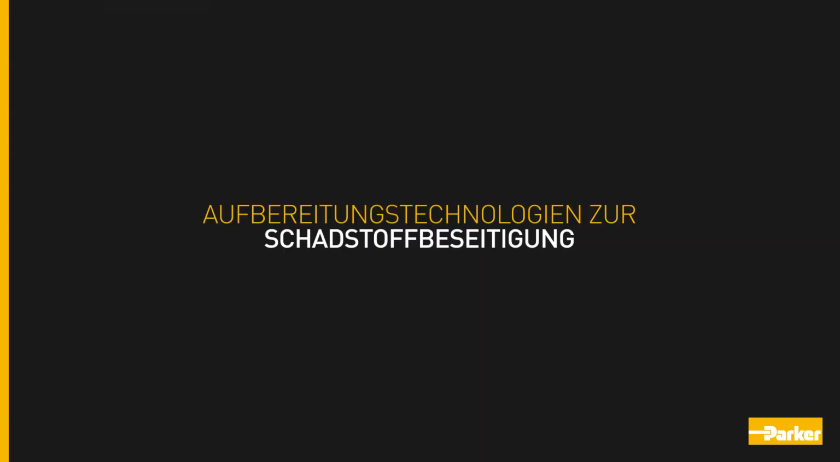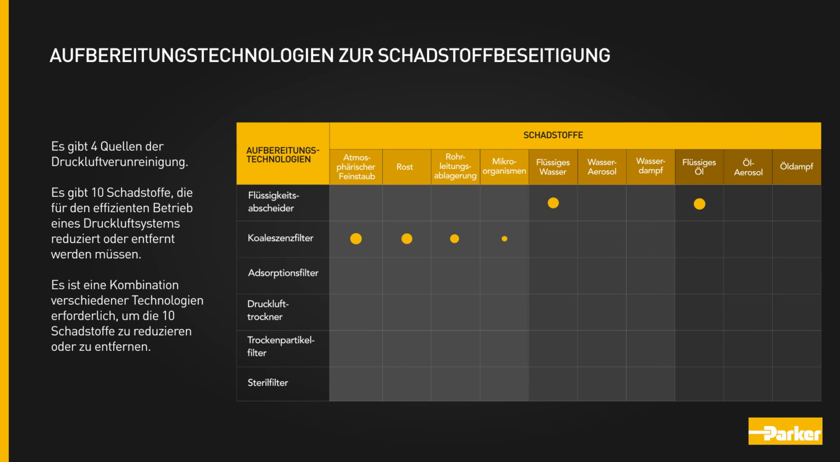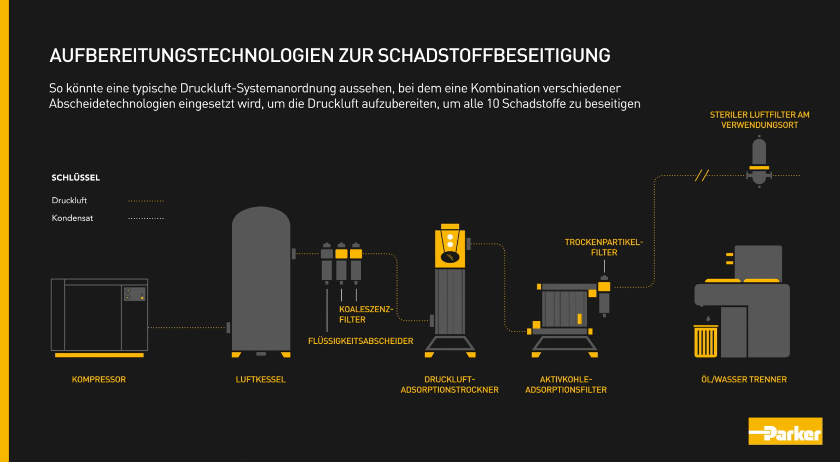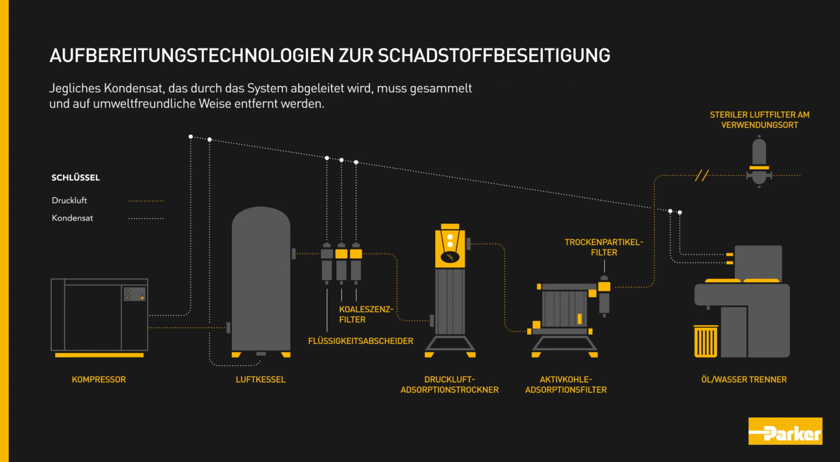Purification technologies for contaminant removal. There are 4 sources of compressed air contamination: There are 10 contaminants that need reduction or removal for efficient operation of a compressed air system. It takes a combination of different technologies to reduce or remove the 10 contaminants. Here's what a typical compressed air system layout might look like, where a combination of various removal technologies are used to treat the compressed air for all 10 contaminants. Any condensate discharged by the system should be collected and removed in an environmentally friendly manner.